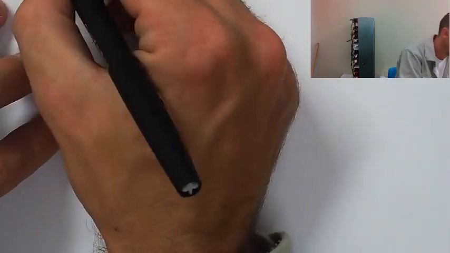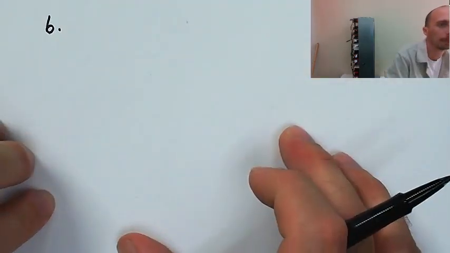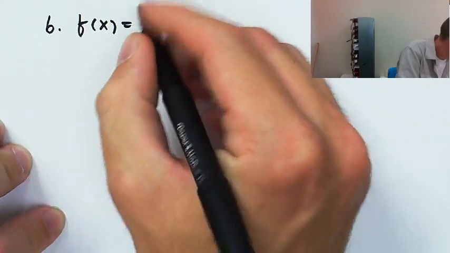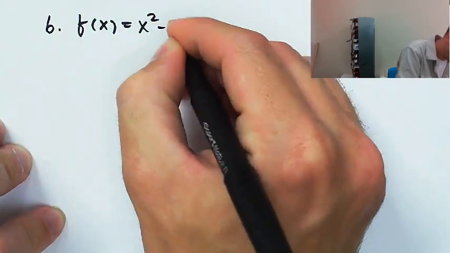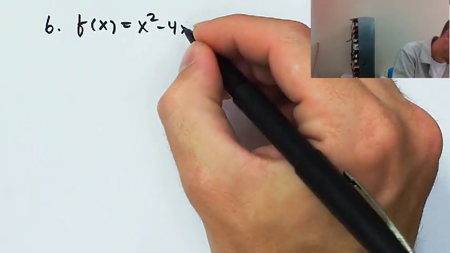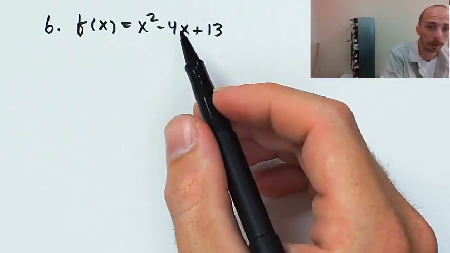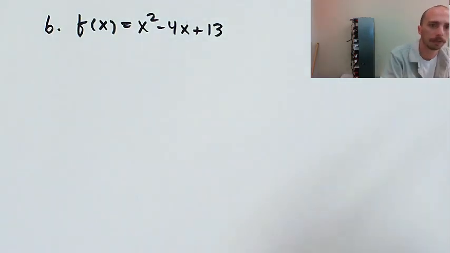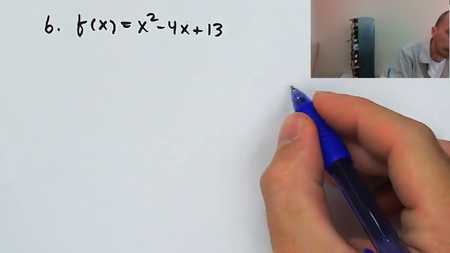All right, write the quadratic equation in vertex form and sketch its graph. So we've got f of x equals x squared minus 4x plus 13. Okay. So it's the same thing. We're going to complete the square to hopefully write this in vertex form, which I'm going to kind of copy off to the side over here.